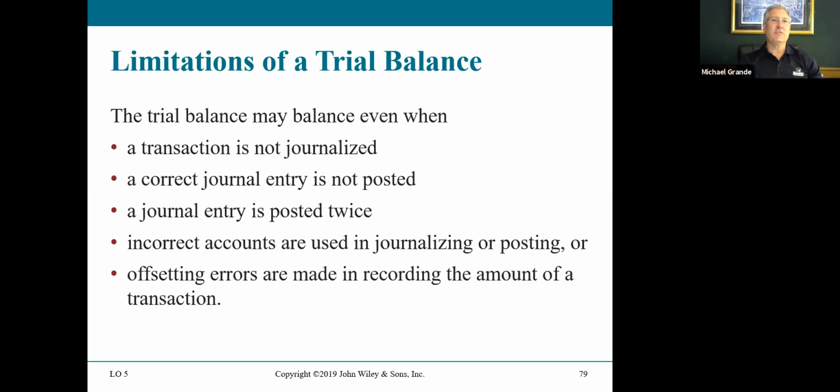Limitations of the trial balance. A trial balance may balance even when a transaction is not journalized, a correct journal entry is not posted, a journal entry is posted twice, incorrect accounts are used in journalizing or posting, or there are offsetting errors. So just because your debits equal your credits doesn't mean that you got it right. If it doesn't balance, it indicates that something went wrong.